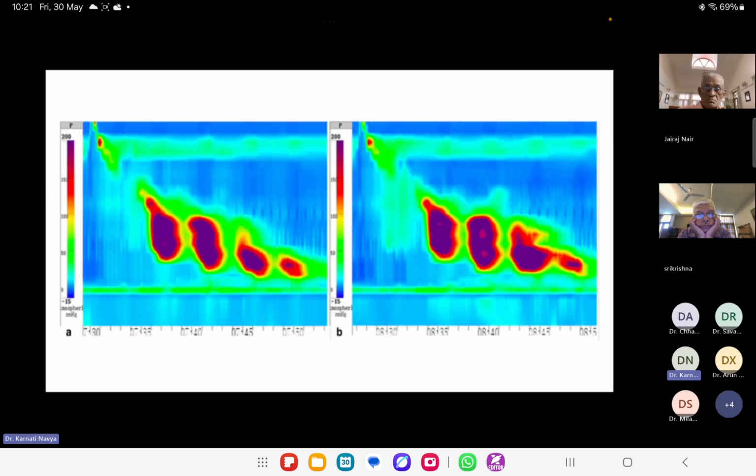This shows the diffuse contractile esophagus, and the violet part in the center indicates that it is of higher pressure, and the latency is more. And you can see there is no break in the lower esophageal sphincter relaxation.